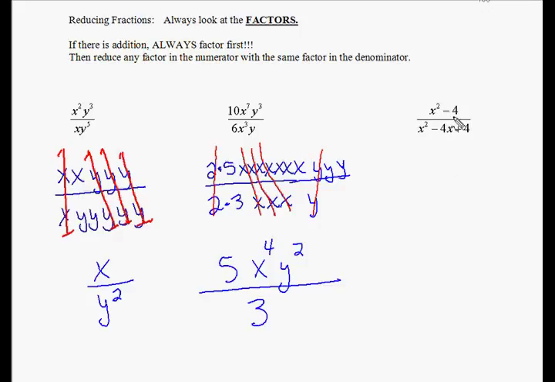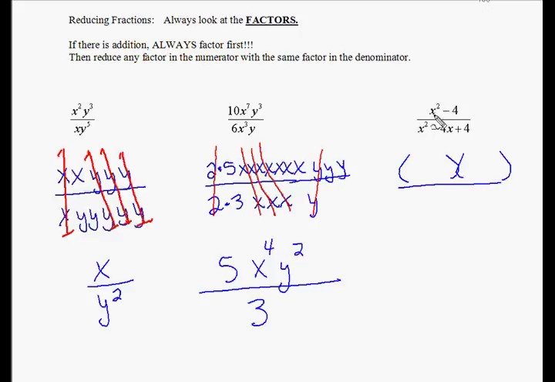In our last fraction, again, we want to try and reduce, and what we're going to look for is factors. Notice that x squared is not a factor, it's a term. It's separated from the 4 with the addition or subtraction sign. In the denominator, we have 3 terms. We don't have any factors whatsoever in this problem to begin with. So when you see addition or subtraction, you really want to try and factor to see if you can reduce.